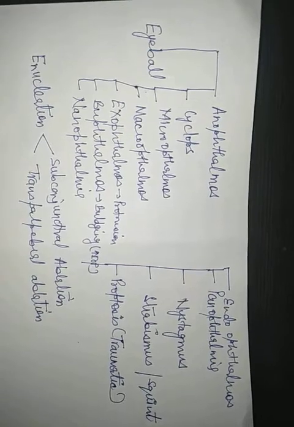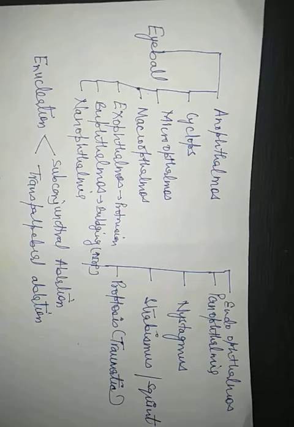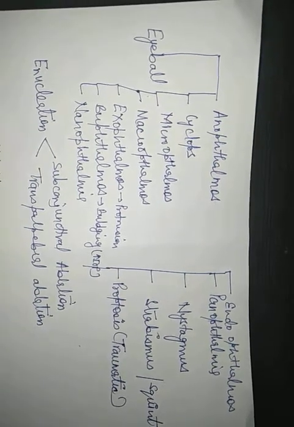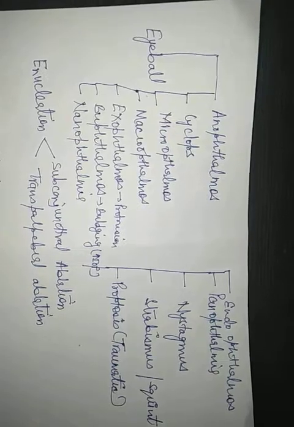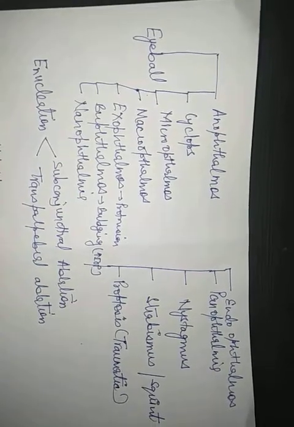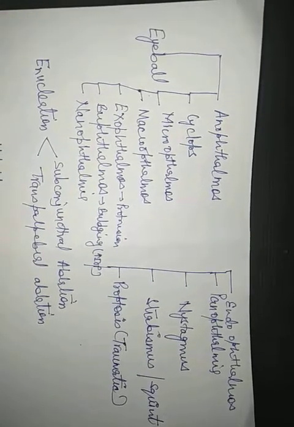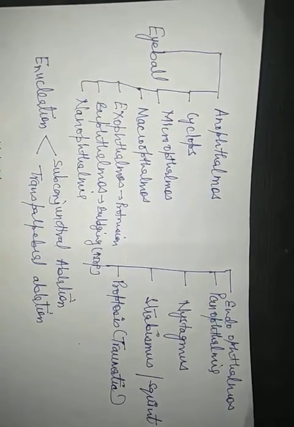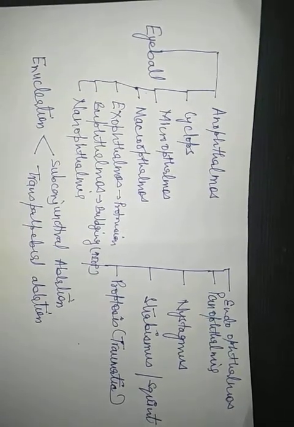Then nanophthalmia means restricted development of the eye. The eye is smaller in size but otherwise normal. Then endophthalmos is the retraction of the eyeball within the orbital cavity. Then panophthalmitis means pus in the eye. Then nystagmus and strabismus, we have learnt in the earlier videos.